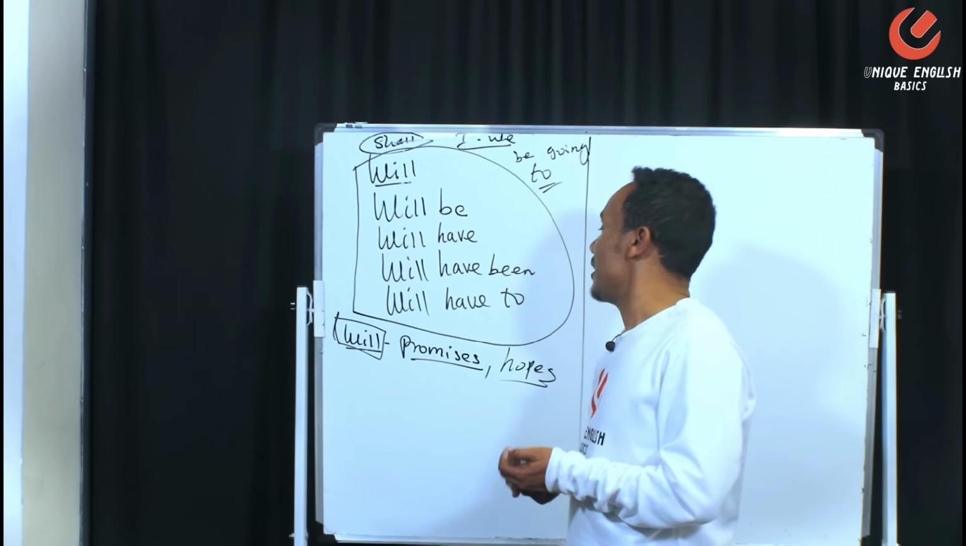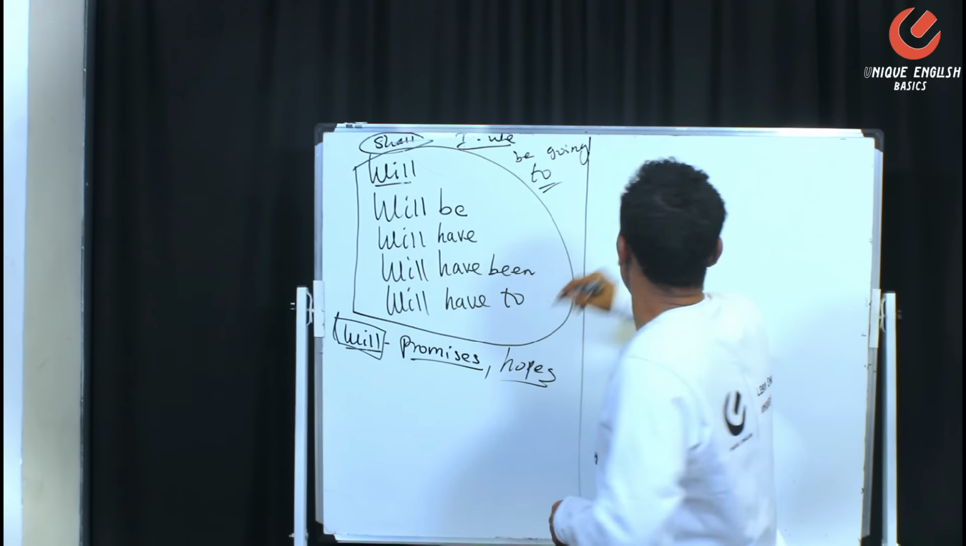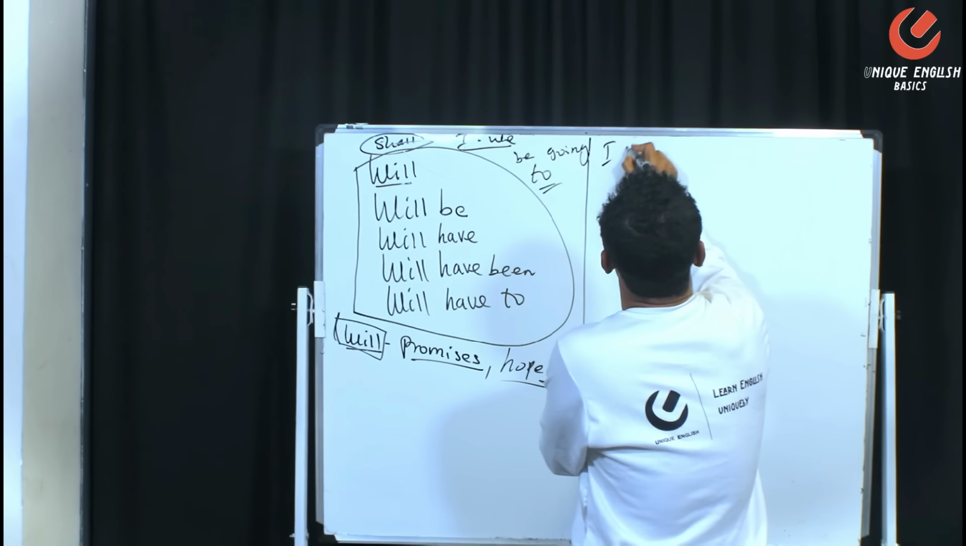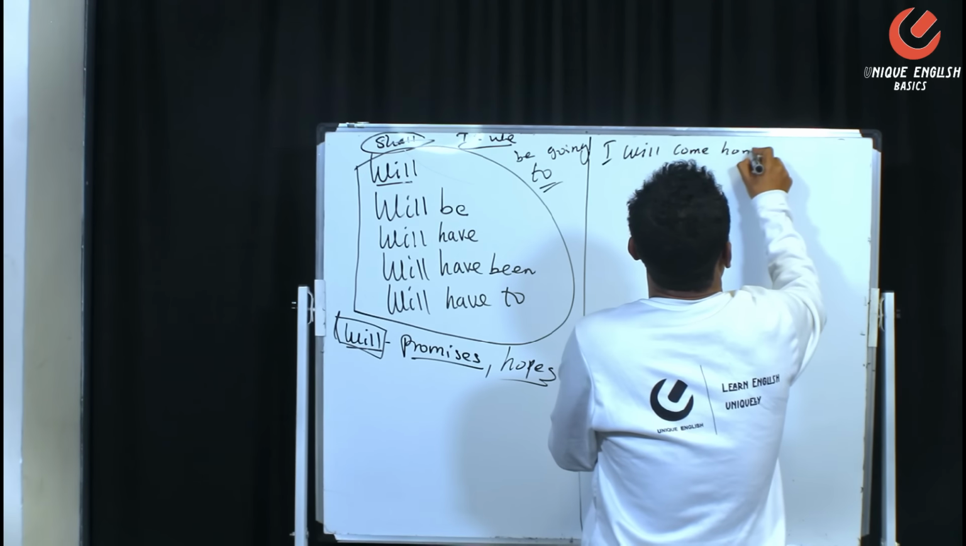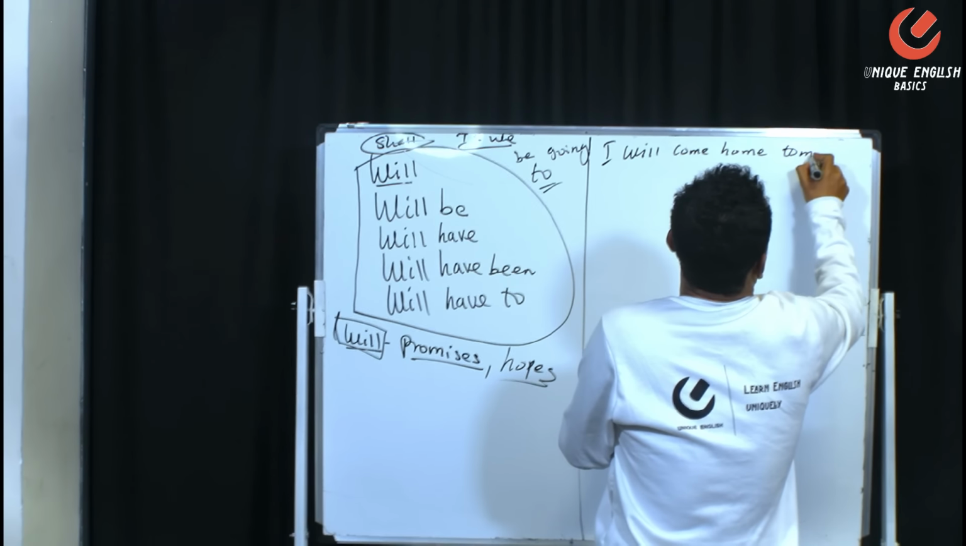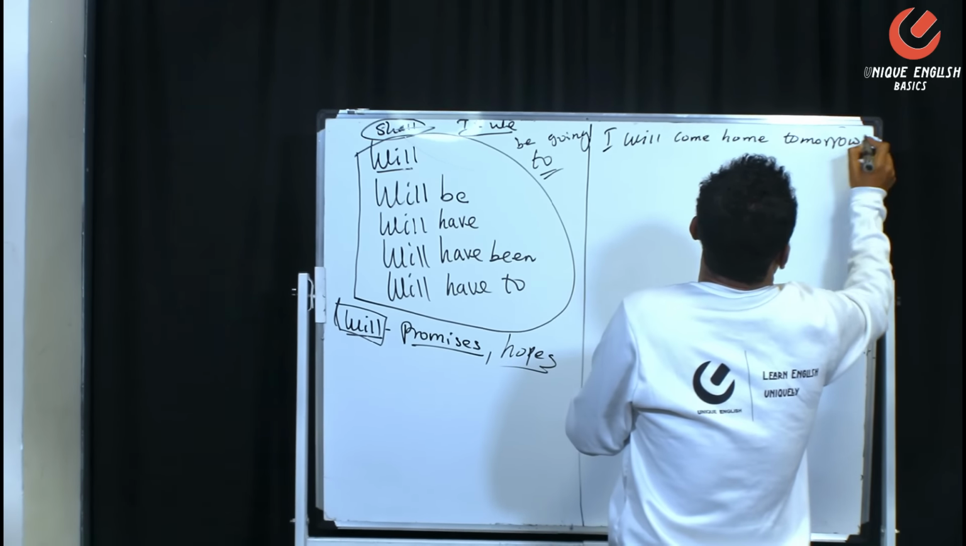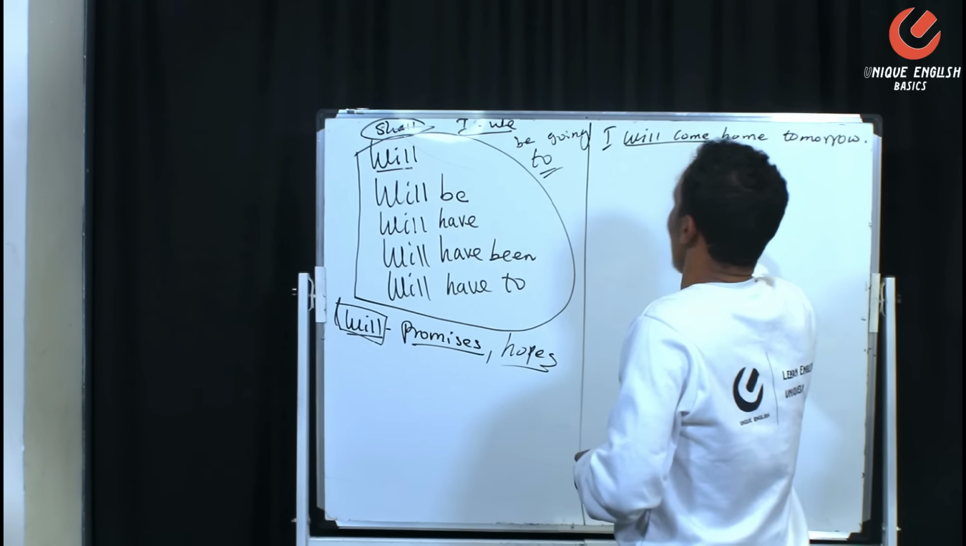What's the difference between this will be and will? For example, if I say that I will come home, so I will come home tomorrow. ምን ማለት ነው? ነገ ቤት እመጣለሁ ነው አይደለ?